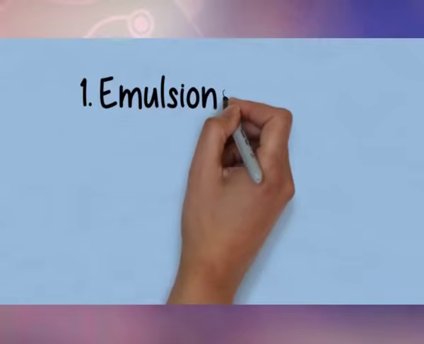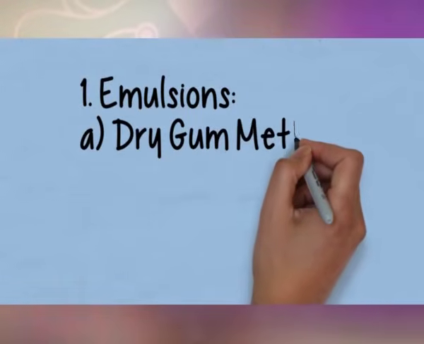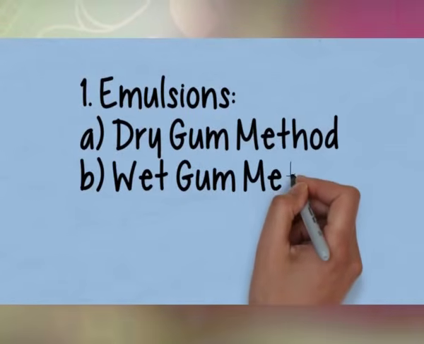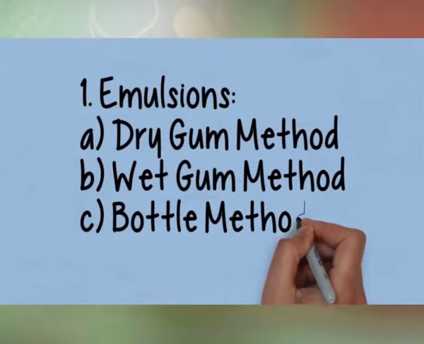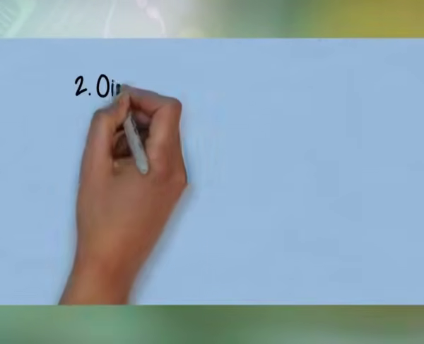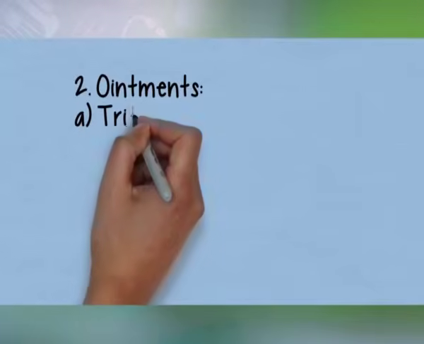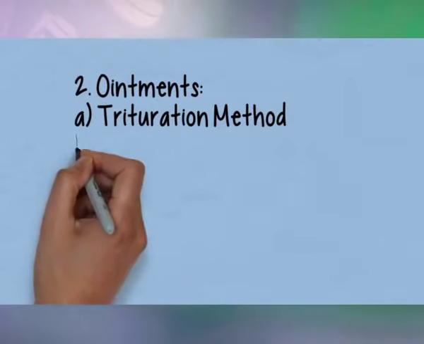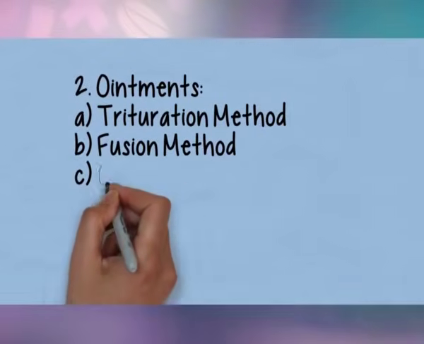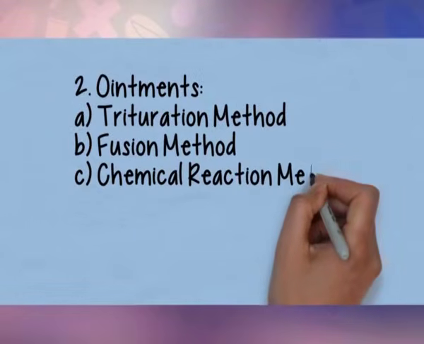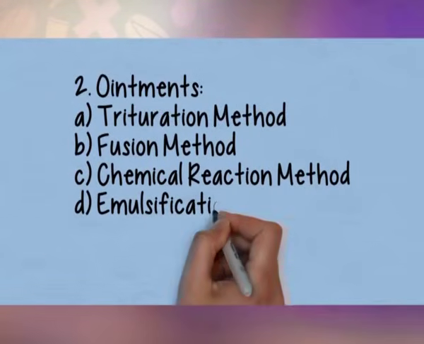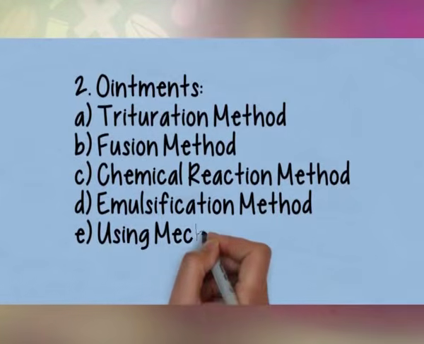For emulsions, the methods used are dry gum method, wet gum method and bottle method. For preparation of ointments, the methods are trituration method, fusion method, chemical reaction method, emulsification method and using mechanical mixers.